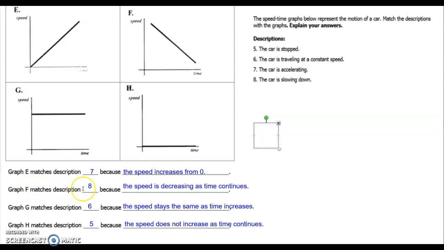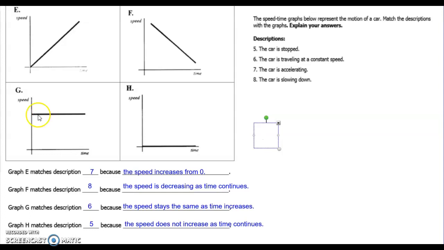So graph F shows that it matches 8 and that the car is slowing down. The speed is decreasing as the time continues. Graph G shows that it matches 6 and the car is traveling at a constant speed.